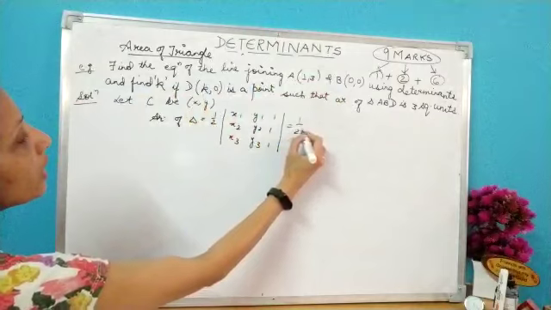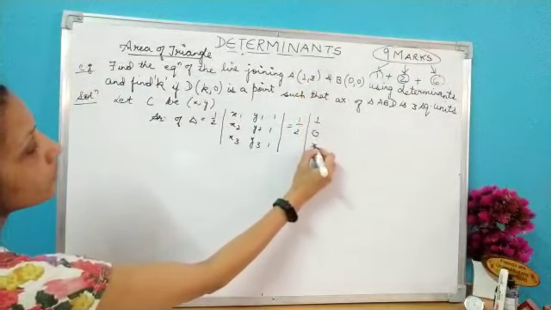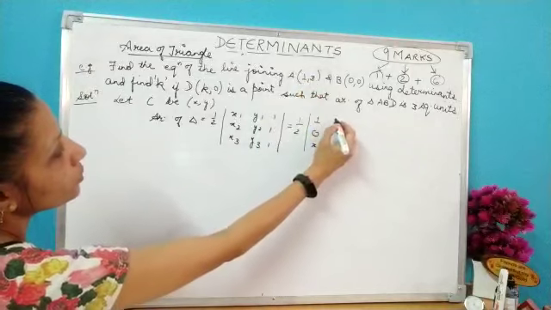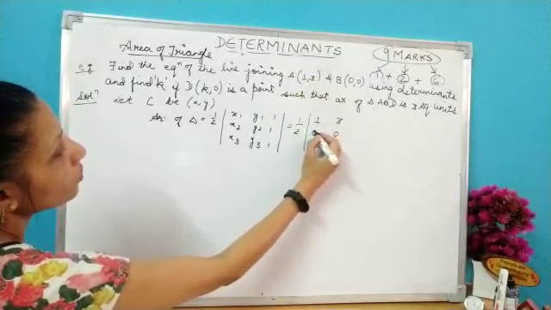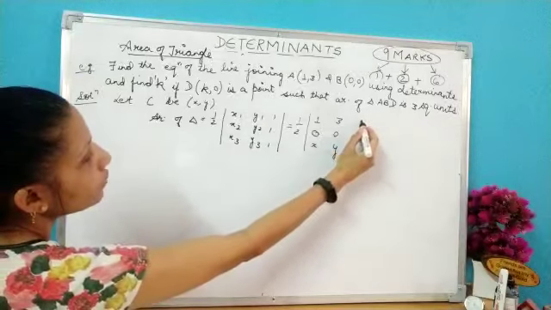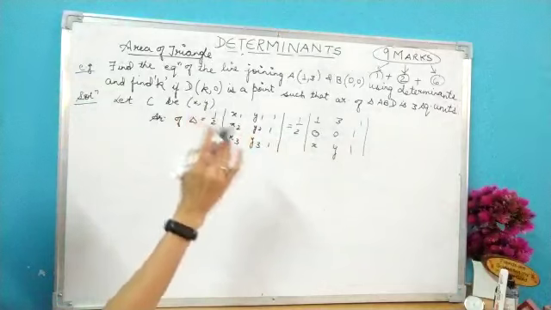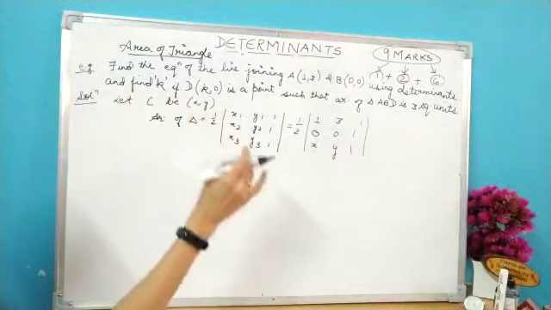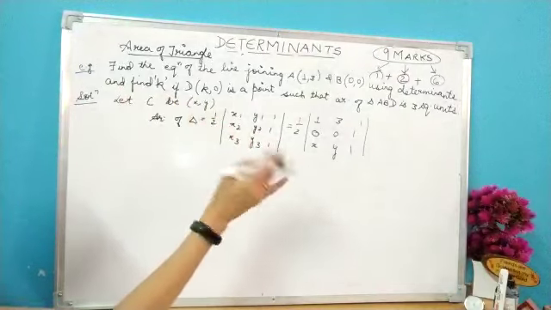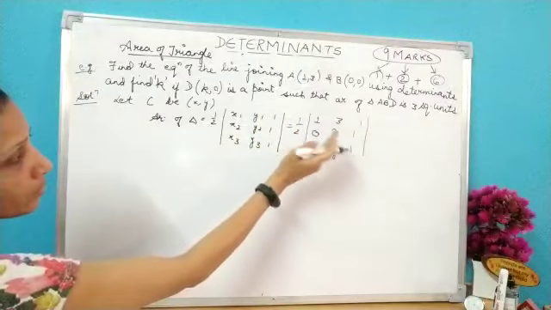So it will be half. x1 is 1, x2 is 0, and x3 is x. y1 is 3, y2 is 0, and y3 is y. Here it is 1, 1, 1. Now this is a determinant, and I can solve it either by expanding or by using the properties. So let's see. First we are going to apply the properties.